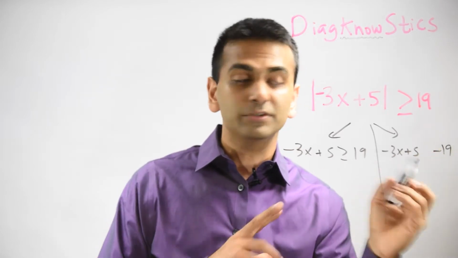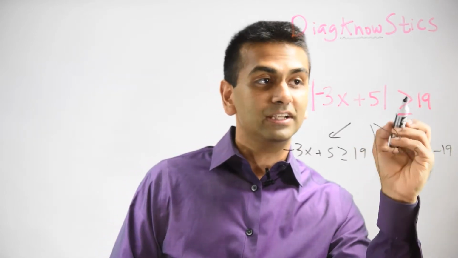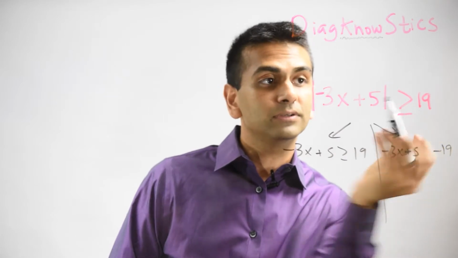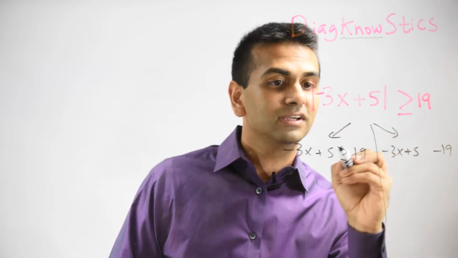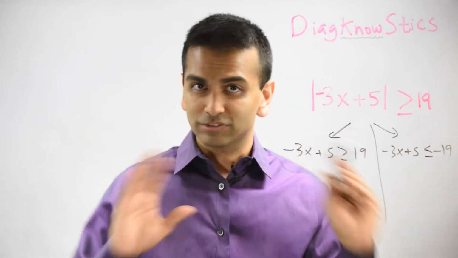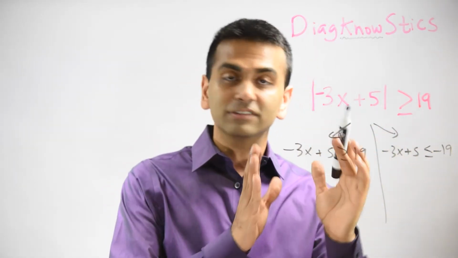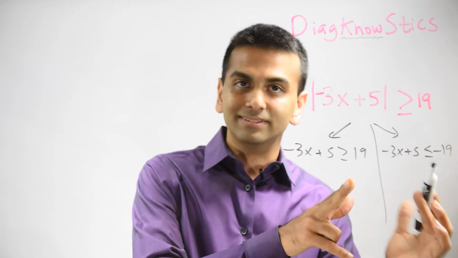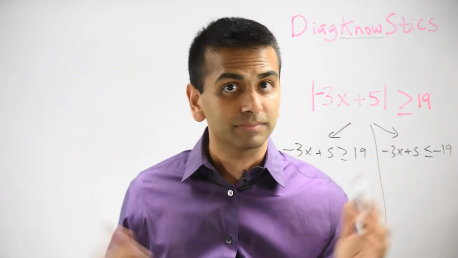But with this, whenever you combine them, you don't just set it equal to the negative version, you actually have to flip the sign also. So instead of greater than, it's less than or equal to -19. So again, just to recap, whenever you have both, still set it equal to both the 19 and the -19, but for the negative version, also flip the inequality.